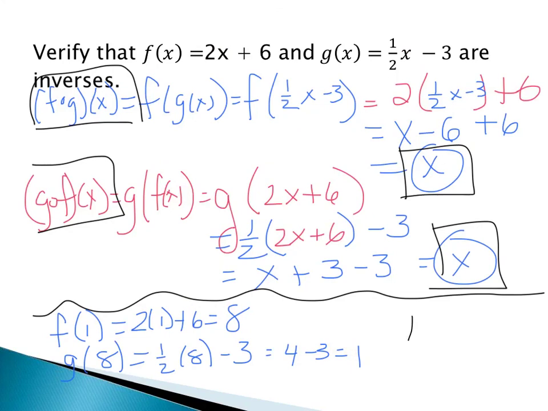So we were really looking at bubble and arrow. We went from 1 to 8, and then we went back again. Thus is the life of an inverse.